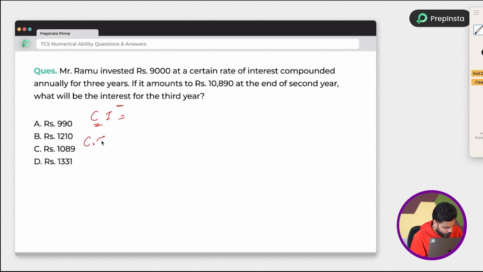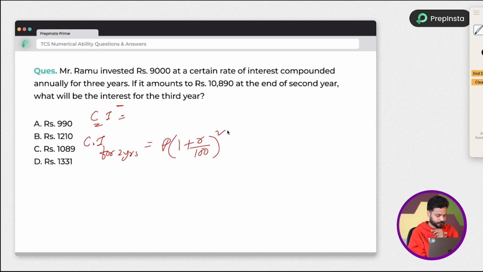Basically, the compound interest for 2 years, the formula is simple. It's P into (1 plus R by 100) the whole square. That is basically the amount for 2 years. What is this?